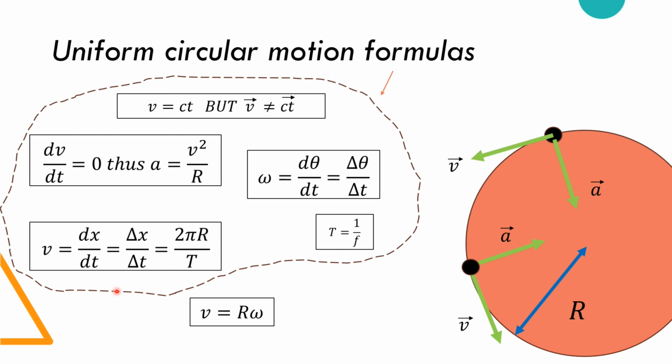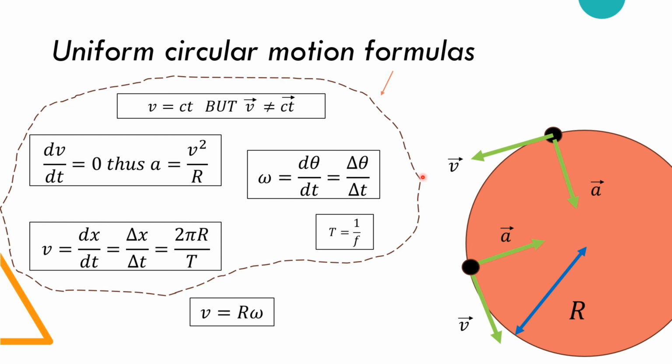Furthermore, the period T is equal to 1 over f, the frequency, and finally the velocity is the derivative of the position, and because it's constant, it is delta x over delta t, and if we take our delta x as being the circumference of the circle, then what is the delta t? What is the time that it takes for an object to move one full revolution? It's capital T, the period. So v is equal to 2 pi r over T. So all of these formulas, and there's also v equals r omega, but that's true even if it's non-uniform.